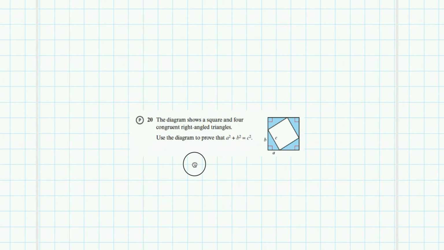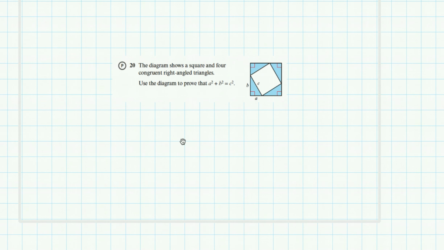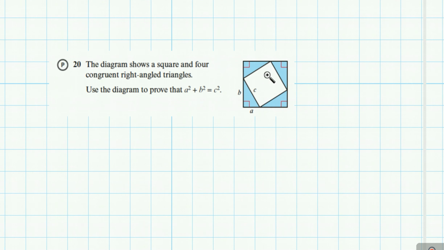Final question of this video is question 20. The diagram shows a square and four congruent right angle triangles. Use the diagram to prove that a squared plus b squared equals c squared. Now, this question is quite difficult to approach without knowing a lot of information. So the key thing here is to write down what you know at all times.